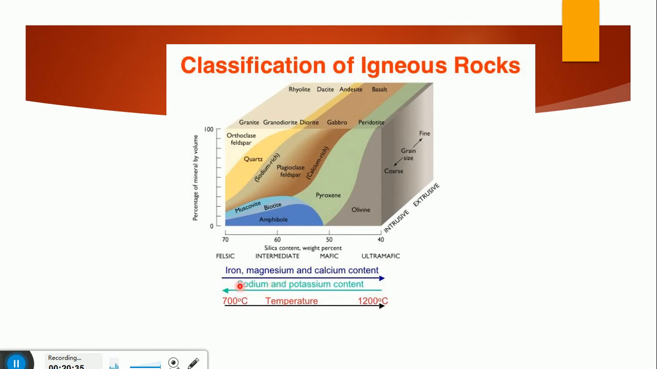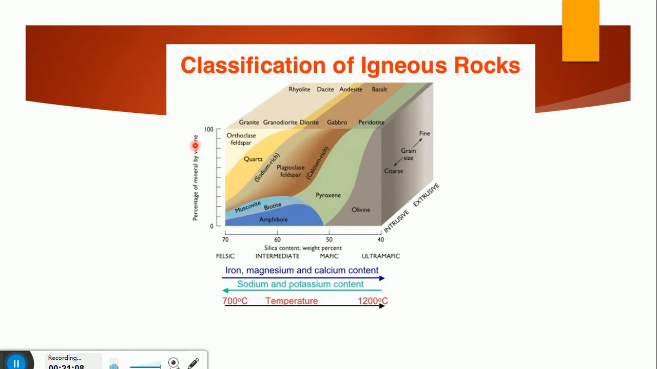Here the felsic rock shows dominance of sodium, ultramafic shows dominance of potassium, and mafic also shows dominance of potassium, while intermediate shows dominance of sodium and potassium both. On the basis of silica weight percentage: 70 for felsic, 42 for ultramafic, intermediate 50 to 60, and mafic about 50.